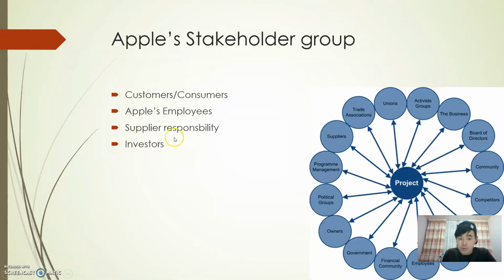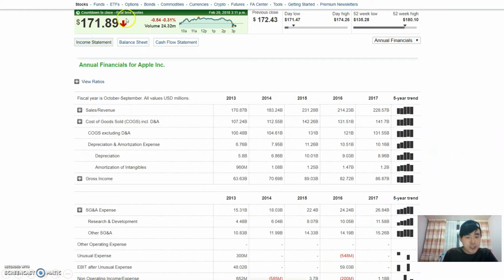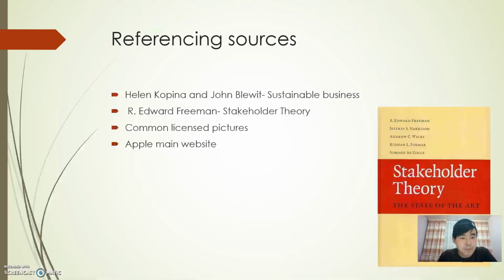And there are also investors. If you want to become an investor yourself, there are multiple platforms where you can invest in Apple shares. I'm going to show you guys something on the next page. So the Apple shares today, which date is it? Wednesday, 21 February. They are $171. And on this website you can see the sales revenue, cost of goods sold. But that's something that you guys can do in your own time.